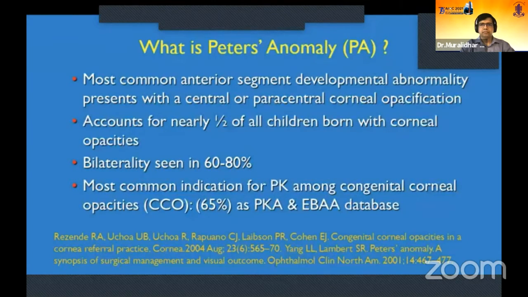As we all know, Peters anomaly is the most common anterior segment developmental abnormality, presenting with central or paracentral corneal opacification. It accounts for nearly 50% of the children born with corneal opacity. Bilaterality is seen in two-thirds of the cases. Incidentally, it is also one of the most common indications for corneal transplantation among congenital corneal opacity.